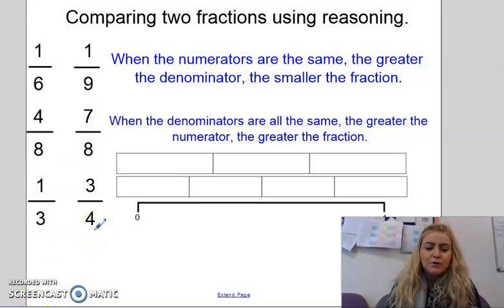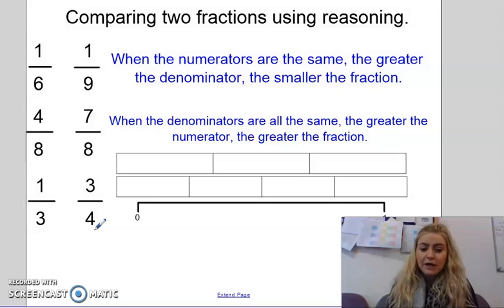But then our last one, we've got 1/3 and 3/4. Now, if we start by comparing them to a half, have we got one that's less than a half and one that's greater than a half? We have, haven't we? We know that 1/3 is less than a half, but 3/4 is greater than a half. So we know already that 3/4 would be greater than 1/3.